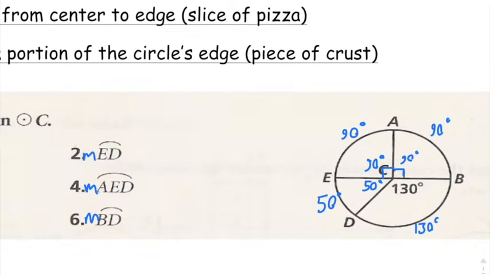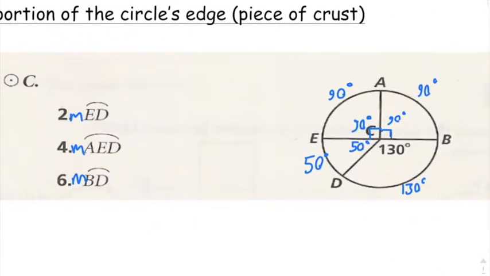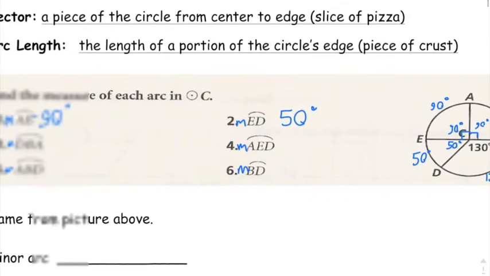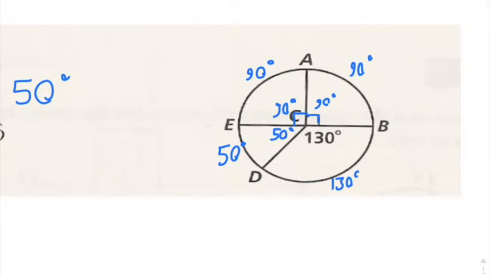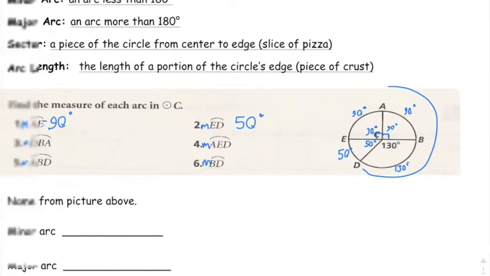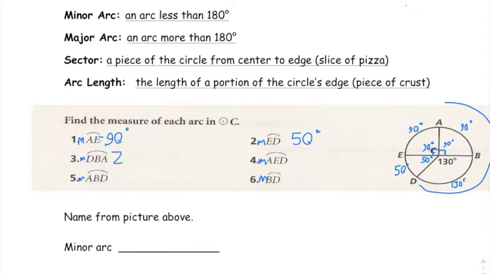Okay, next one, what do we got? ED, we found that was 50 degrees. Okay, DBA, so that is starting from D, going towards B, and then finishing at A right there. So that should be 220 degrees. So that's a major arc.